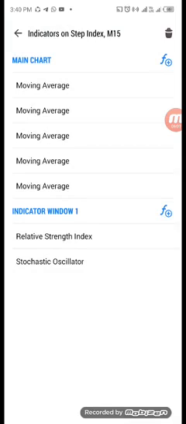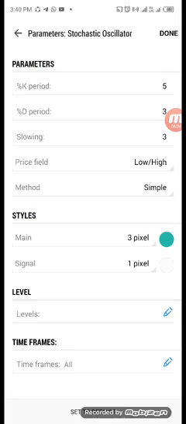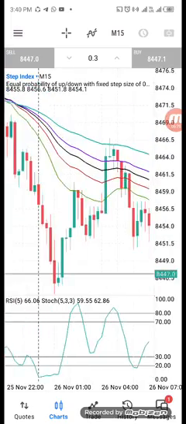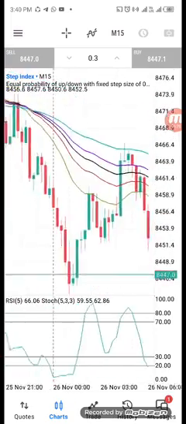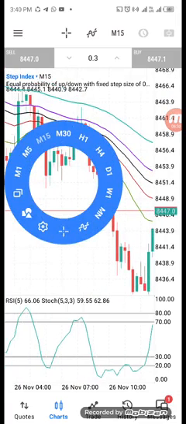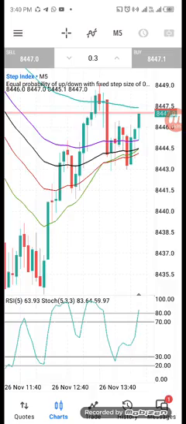So the last one, but not the least, is our stochastic 5-3-3. I'm only using the main, so that is why I have it as green color here, and the signal line is dormant. That is the reason why you have this setup. Once you have this setup, you will be checking your signals on 5 minutes and 15 minutes time frame. So let's go to 5 minutes and check the requirement.